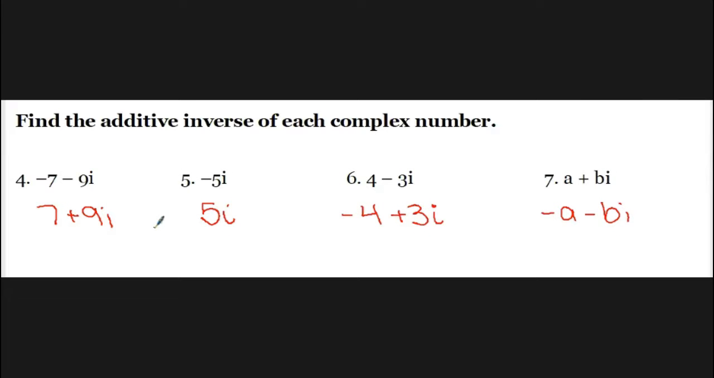Okay, number 4, 5, 6, and 7. By definition, the additive inverse is what you add to get 0. So you're going to rewrite the opposite of each term. The additive inverse of negative 7 is 7. The additive inverse of negative 9i is 9i. The additive inverse of negative 5i is 5i. So when you add these together, you get 0 for all your answers.